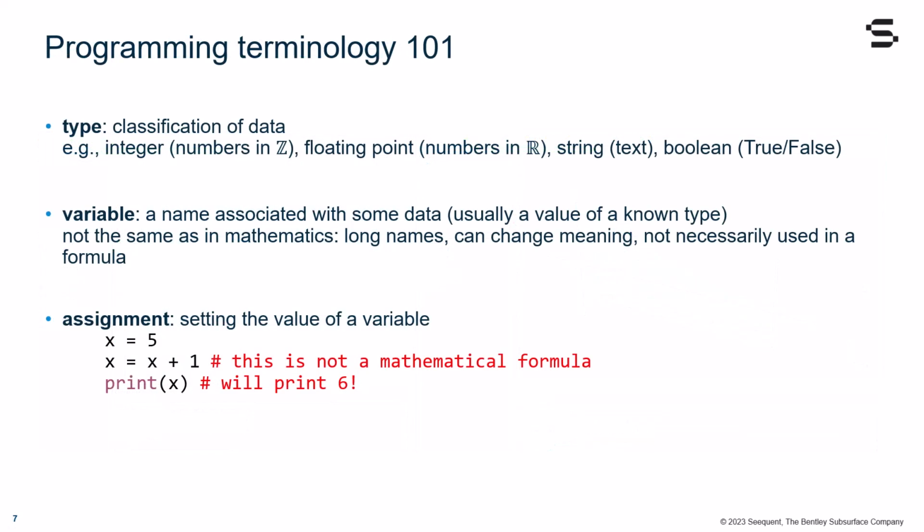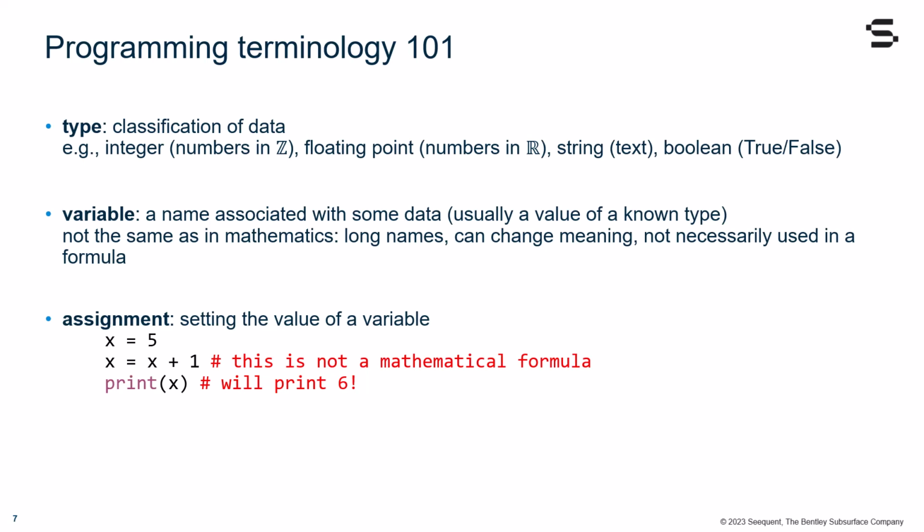All right, let's start with some programming terminology. When we mention a type, we mean the classification of data. For instance, that can be an integer, whole numbers, a floating point, numbers with decimals, a string, simple text, or a boolean, true or false. When we mention a variable, we mean a name associated with some data. Note that this is not the same as in mathematics. It may have long names, it can change meaning, and it does not have to necessarily be used in a formula. Lastly, the assignments. By that, we mean setting a value to a variable.